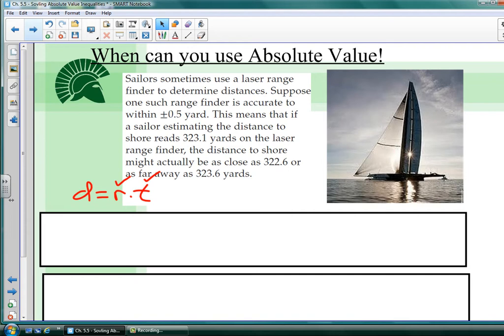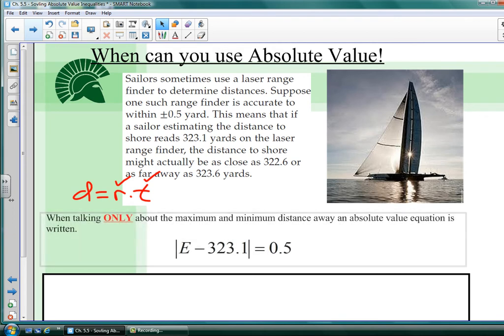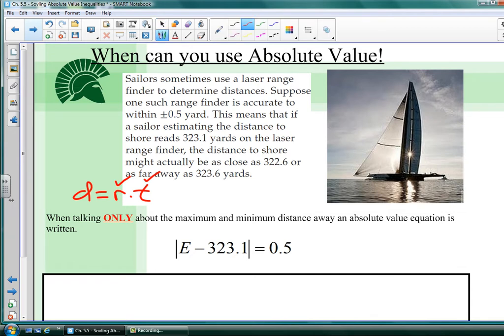But one thing we want to look at is this. When you're talking about only the maximum distance and the minimum distance, I'm going to refer you back to absolute value equations, which we did. And what we really want to do is look at the fact that we have a certain distance. So we're going to say E is what we're talking about. And that E is going to be equal to the number that we actually read on the laser finder plus or minus 0.5.